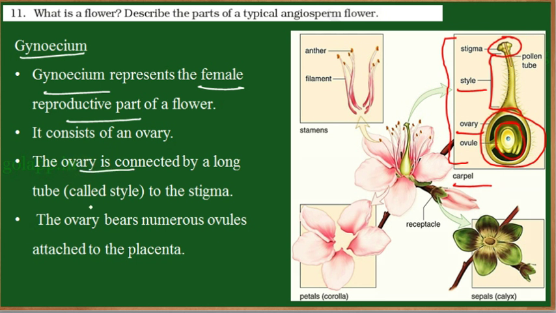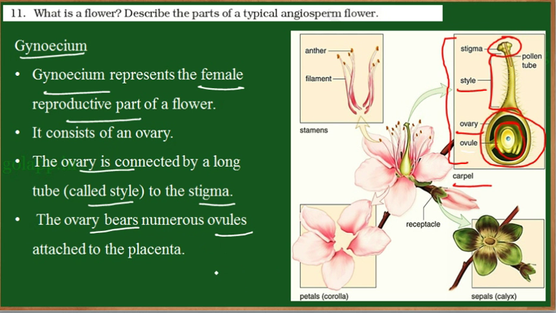The ovary is connected by a long tube called style. At the end of the style there is a sticky substance called stigma. Now inside the ovary many ovules will be present. So this is the ovule. Inside the ovary ovules will be present. These are the parts of the flowers.